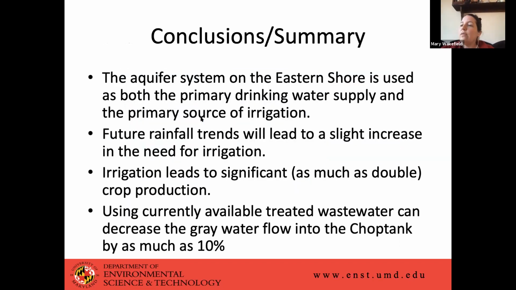So our conclusions, our summary: the aquifer system on the Eastern Shore is used as both the primary drinking water supply and the primary source of irrigation. Future rainfall trends will lead to a slight increase in the need for irrigation, and irrigation leads to significant, as much as double, crop production. So knowing all of that, using currently available treated wastewater, you can decrease the gray water flow into the Choptank by as much as 10%.